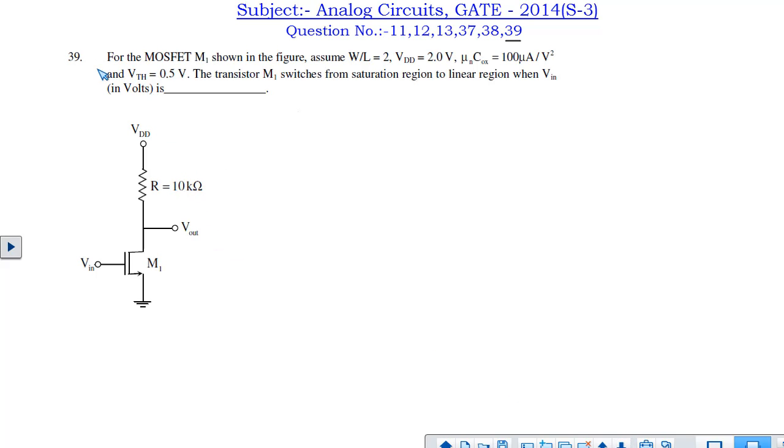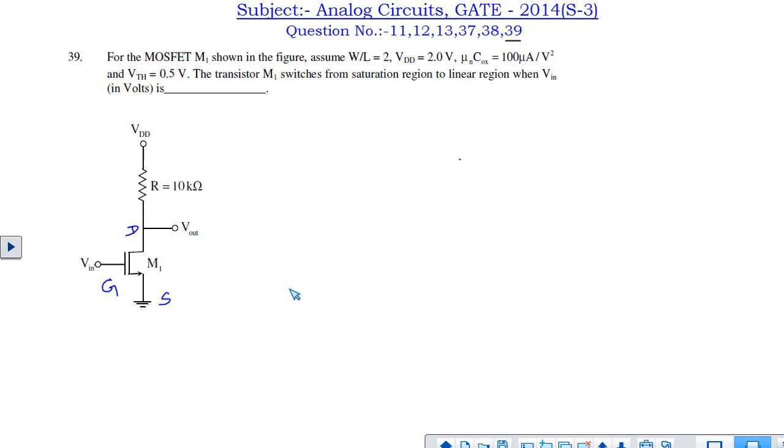Next question is question number 39. In this question, an NMOS is given. Its W by L is given, VDD value is also given, and mu n COX is given as 100 microampere per volt square. The threshold voltage of the transistor is also given as 0.5 volt. It is further given that the transistor switches from saturation region to linear region just when VDS is equal to VGS minus VT. That condition leads to the transition between saturation and linear region. Then in that case, we have to find out the value of the input voltage.